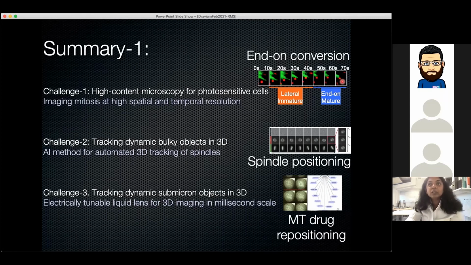The last one that I told you about is a microtubule drug repositioning study, where tracking submicron objects, that is the EB1, EB3 comets, helped us dynamically reposition drugs that look like paclitaxel. And the electrically tunable lens for this particular tracking is just under development.